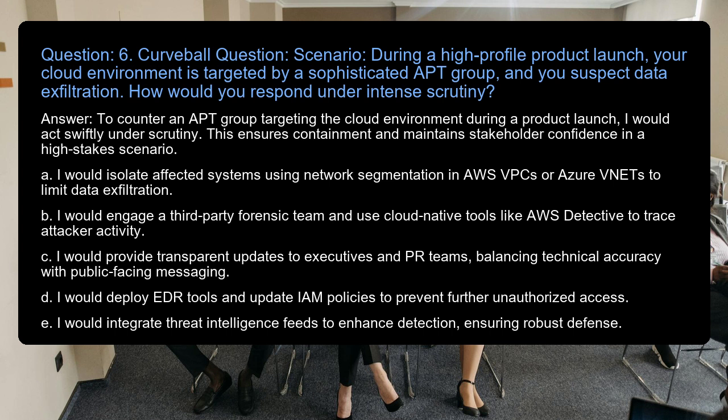A. I would isolate affected systems using network segmentation in AWS VPCs or Azure VNETs to limit data exfiltration. B. I would engage a third-party forensic team and use cloud-native tools like AWS Detective to trace attacker activity. C. I would provide transparent updates to executives and PR teams, balancing technical accuracy with public-facing messaging. D. I would deploy EDR tools and update IAM policies to prevent further unauthorized access. E. I would integrate threat intelligence feeds to enhance detection, ensuring robust defense.